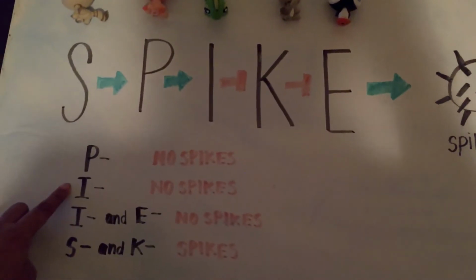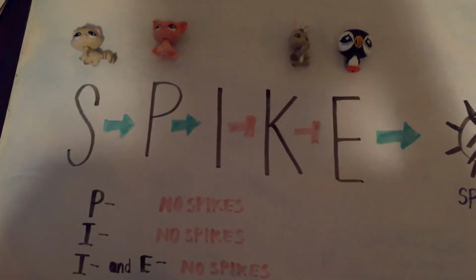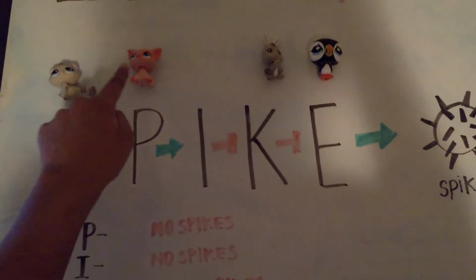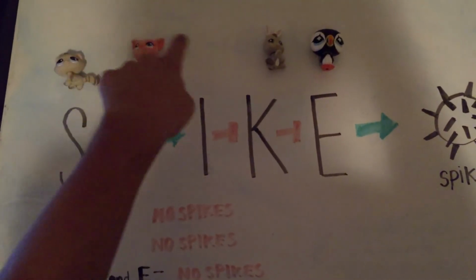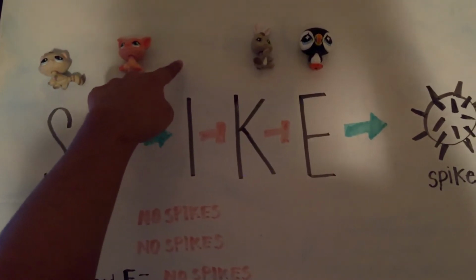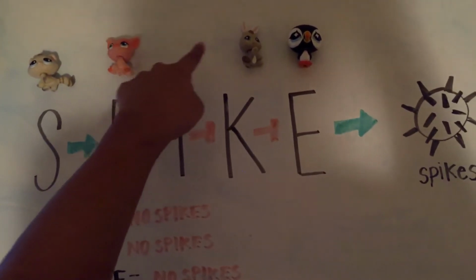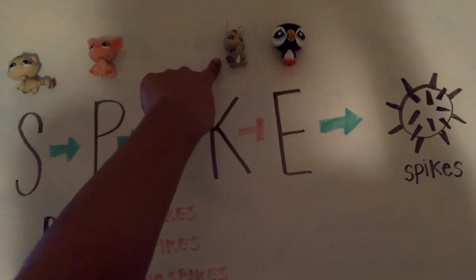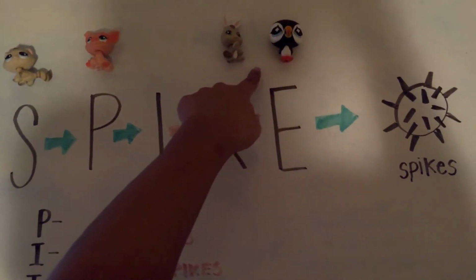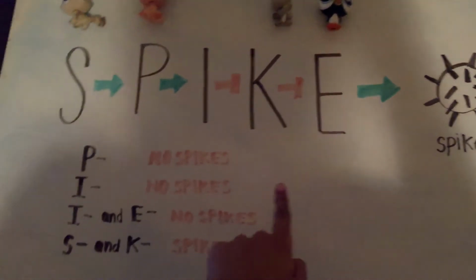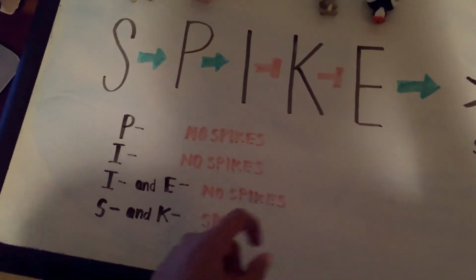Next, we're going to remove the iguana. When the iguana is removed, the Siamese cat can still activate the pig, but the pig can no longer activate the iguana. And because the iguana is no longer activated, there is nothing to inhibit the kangaroo, which means that the emperor penguin cannot create the spikes. So there are no spikes when the iguana is removed.